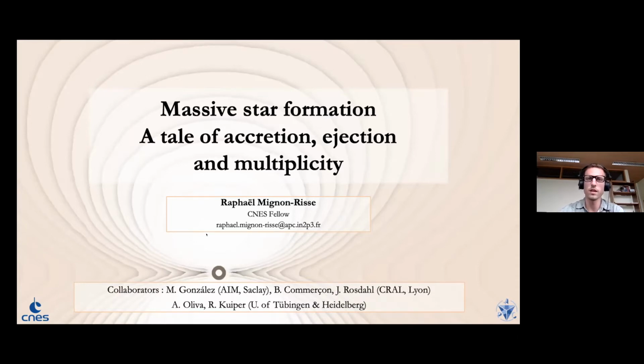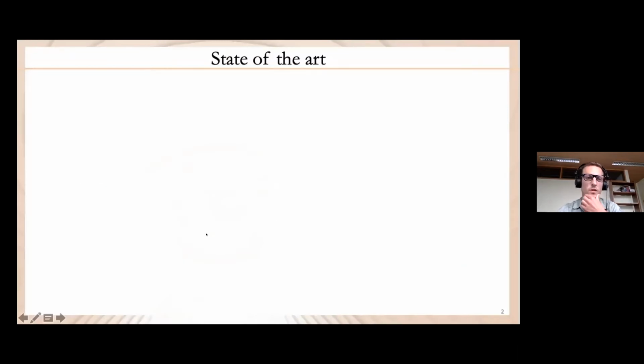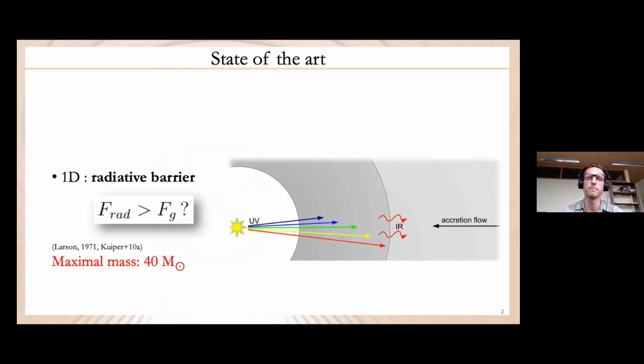So first, I will start with some state of the art, just so you understand what has been done theoretically and numerically in the past 40 years, typically. There is this historical problem, which is called the radiative pressure or radiative barrier problem, that says that when you have a 1D setup, a spherically symmetric setup, you cannot form a star more massive than 40 solar masses, because the luminosity increases with the mass, and at some point the radiative force associated with this luminosity is actually larger. So it's a repulsive force. It's actually larger than the gravitational force that allows the accretion. So the accretion stops.